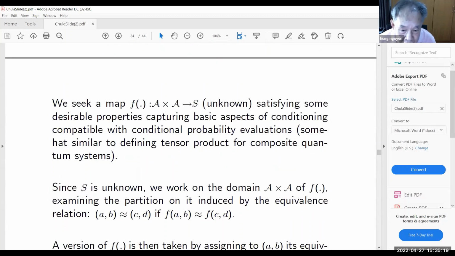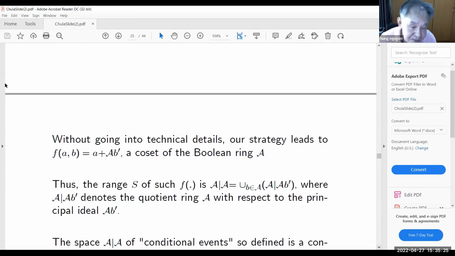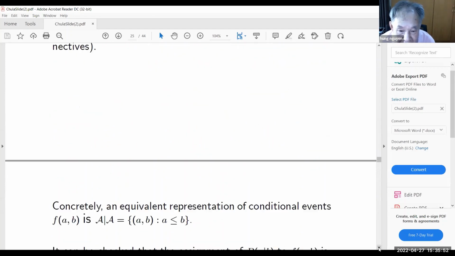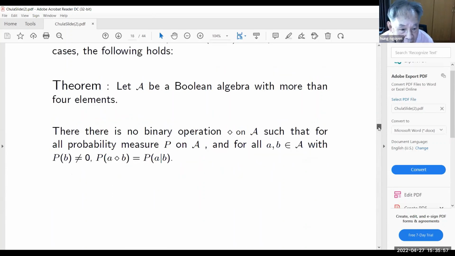So we look at the solution, and the solution turned out to be this. So I give you the answer. The solution of the equation is this coset in a Boolean ring. This is a coset of a Boolean ring, and so the collection of conditional events, every element of this form, would turn out to be very simple if you use an equivalent representation. If you look at the equation, let me show you the equation, and I can tell you what the solution is.